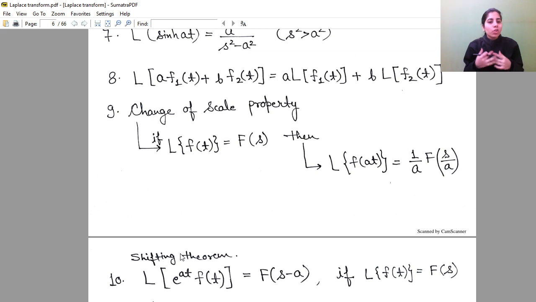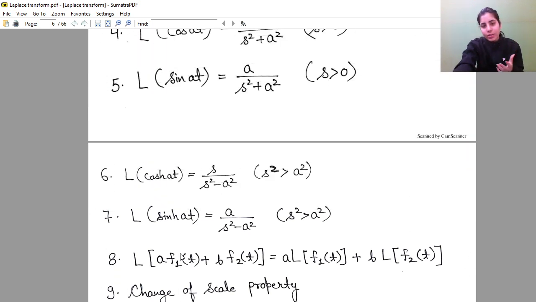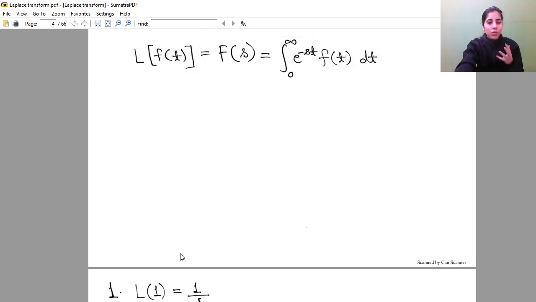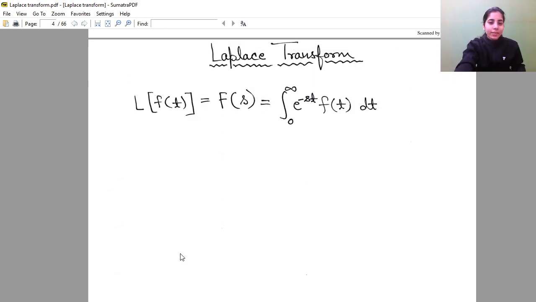Clear? And I'm just going to show you some formulae just now. If you have any doubt in any one of these formulae, please let me know. Because for solving the questions easily and in less time for the Laplace transform topic, it's important that everybody should know about these formulae.